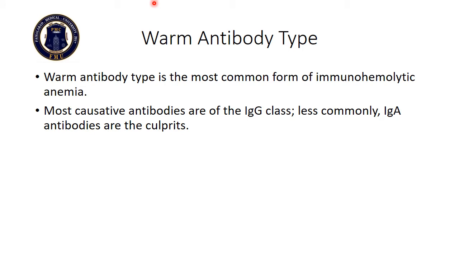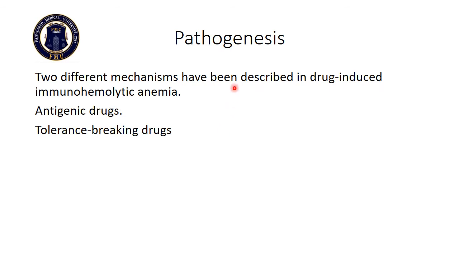Warm antibody type is the commonest form of immunohemolytic anemia. Most commonly the IgG class is involved, and less commonly IgA antibodies are also seen. Pathogenesis. As we have seen in the previous slides, warm antibody types are caused by drugs, neoplasm, and autoimmune disorders. Only drug-induced hemolytic anemias are best described, and two mechanisms have been known.